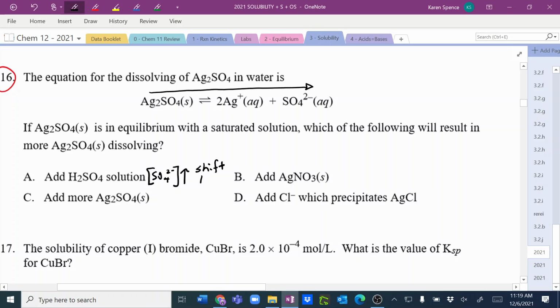If we add more Ag2SO4, will that cause us to shift to the right? Solids have no effect on the position of the equilibrium.